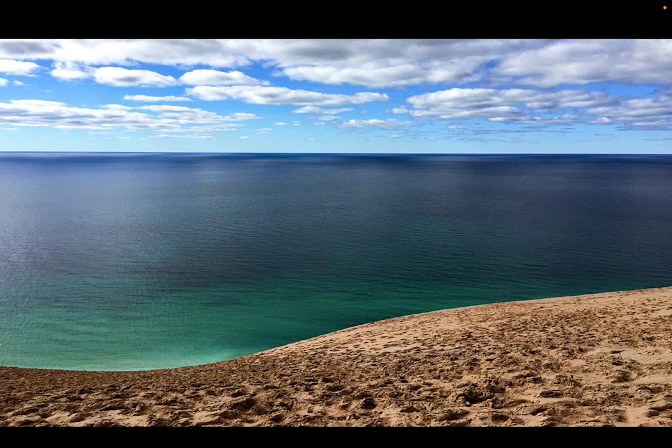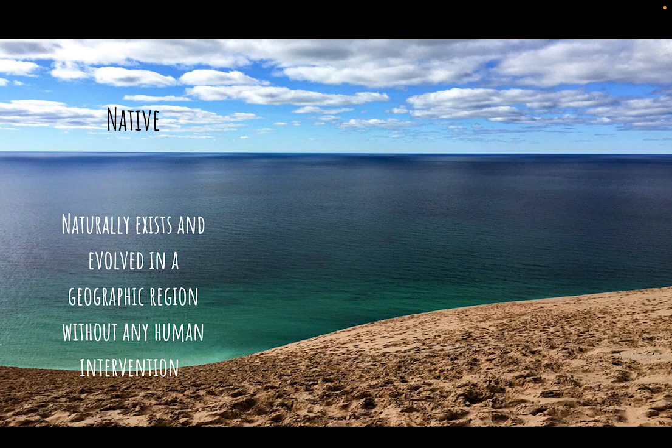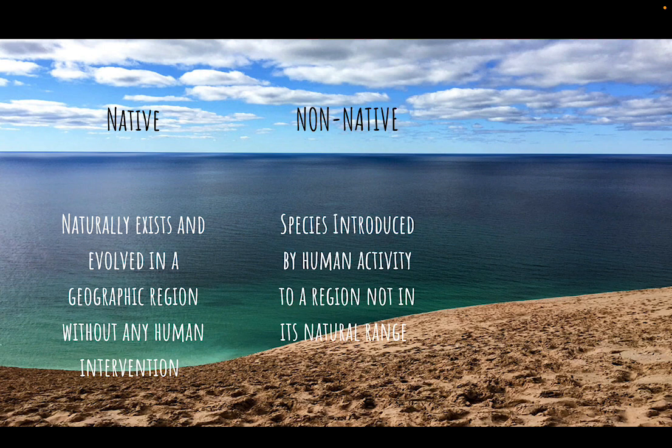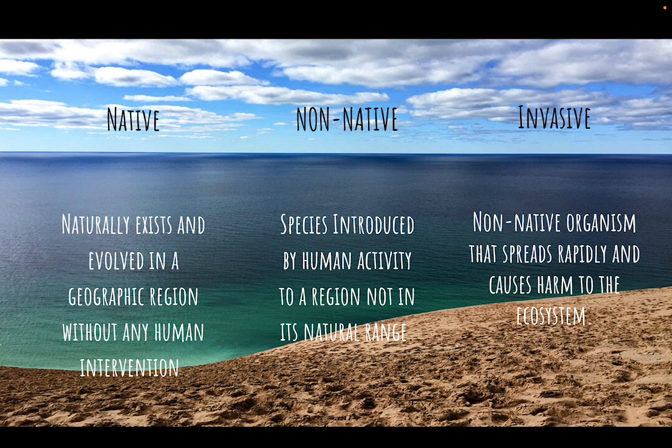First, let's define each type of species. Native. Naturally exists and evolved in a geographic region without any human intervention. Non-native. Species introduced by human activity to a region not in its natural range. Invasive. Non-native organism that spreads rapidly and causes harm to the ecosystem.